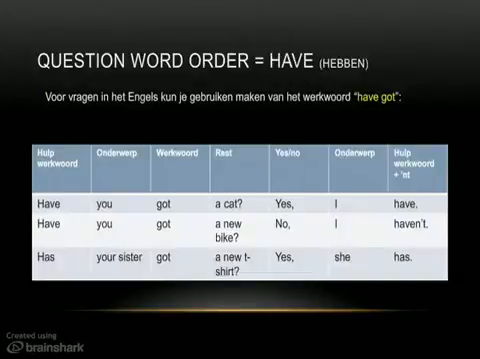If the sentence does not have the verb to be, zijn, in it, then you can use have got. For example, have you got a cat? Have you got a new bike? You can't say have you a cat or have you a new bike. So have you got is okay. Has your sister got is okay.